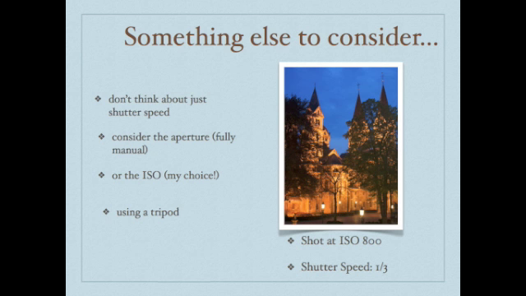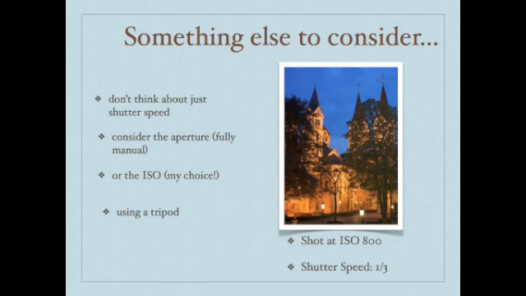So here are a couple of things to consider. Now, if you're dealing with motion, or in the case of this photograph, a very low light situation, don't just think about shutter speed. One of the things you can also consider is your aperture. Now here's the deal. If you decide you want to control your shutter speed and your aperture, then you are going fully manual on that shot, which is something that you can always do. Now for me, going fully manual is too many variables, and it's just a little too much.